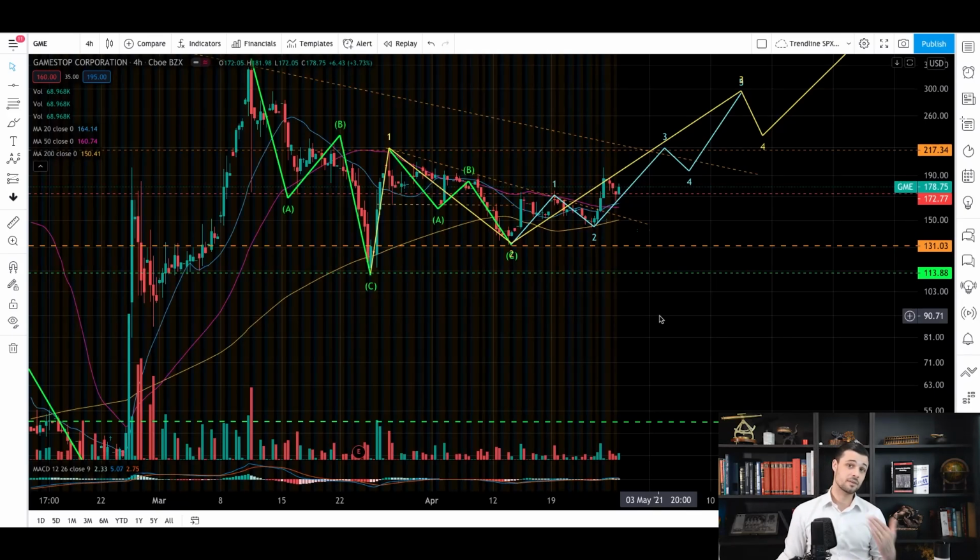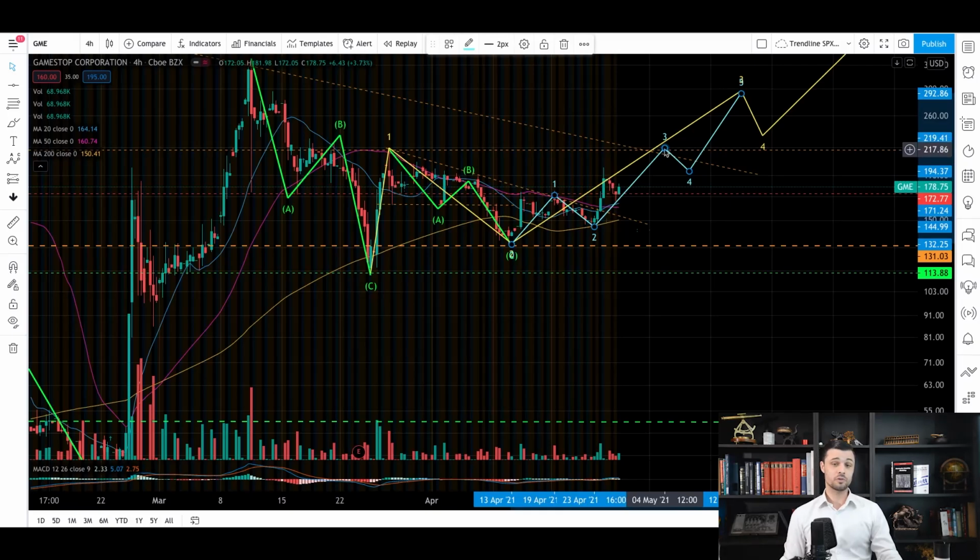Once again, I may have some delay when I post this, so I hope there's not going to be a strong bearish move, but I expect the price action to keep developing higher and to get rejected around 215. And I'm going to tell you why in my next video.